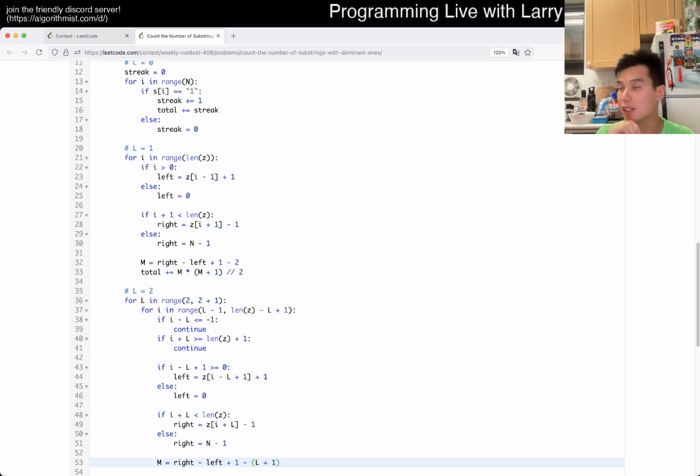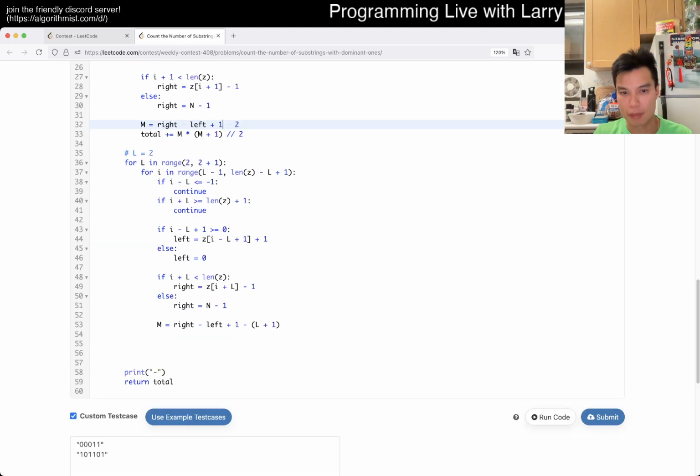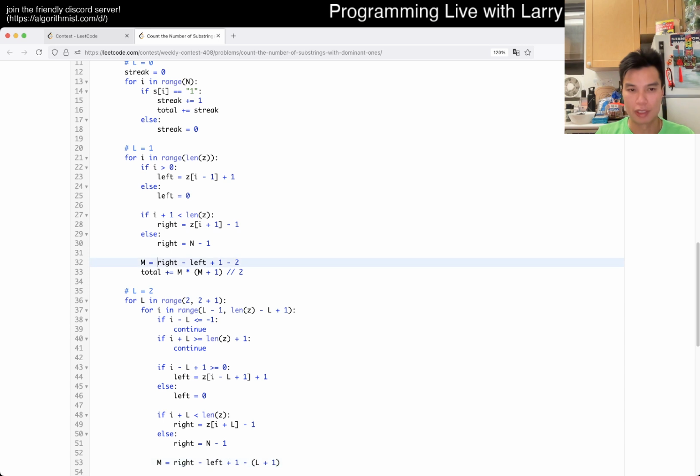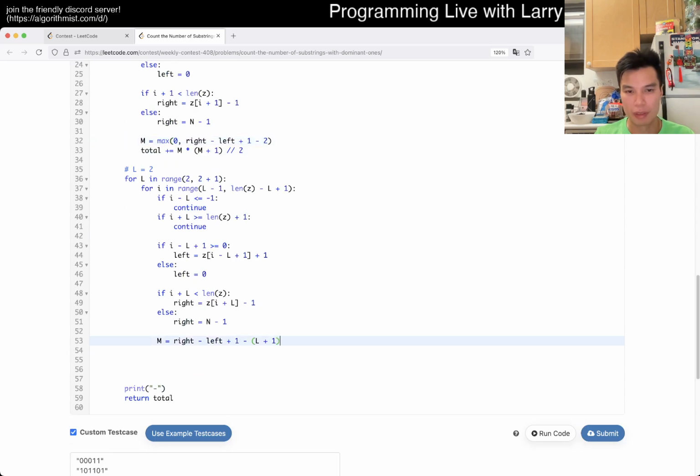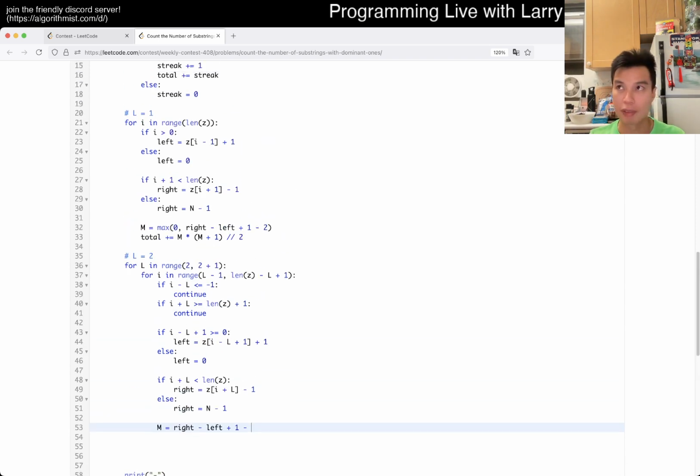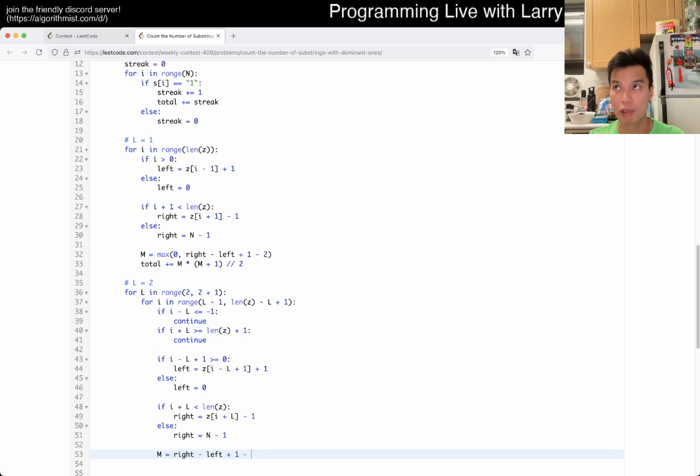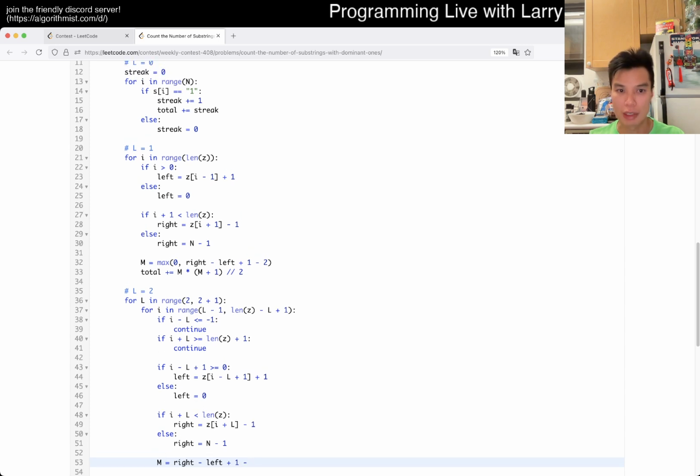Wait, is that right? So this has to be length 3. This is not right. This has to be length... no, I guess I should do this as max 0. But okay, so length 2 should be 6, so I actually wrote this wrong. Oh no, I did the math wrong here. It doesn't have to be length 3 because you don't need 2 ones, you need 1 one. So that is actually wrong.